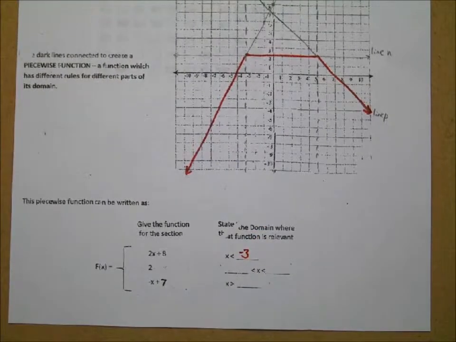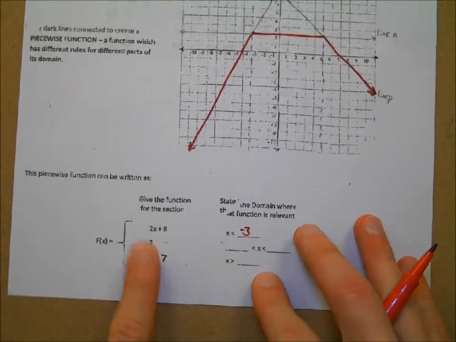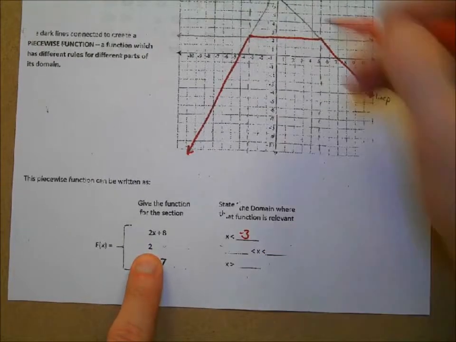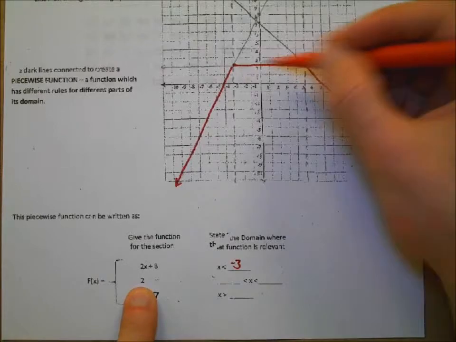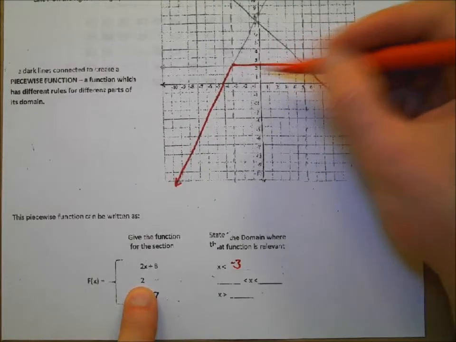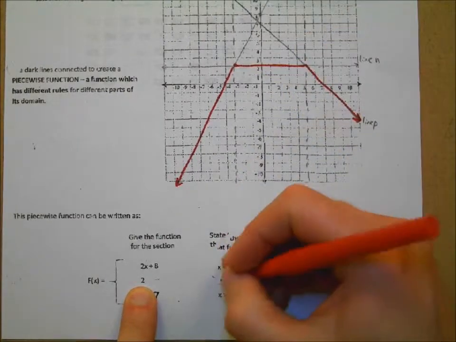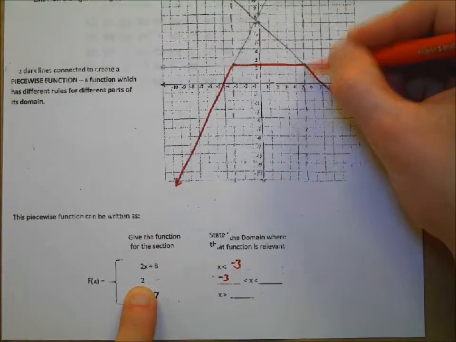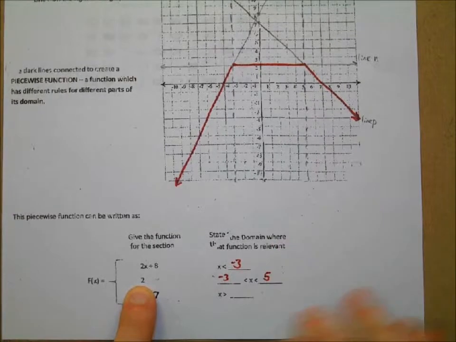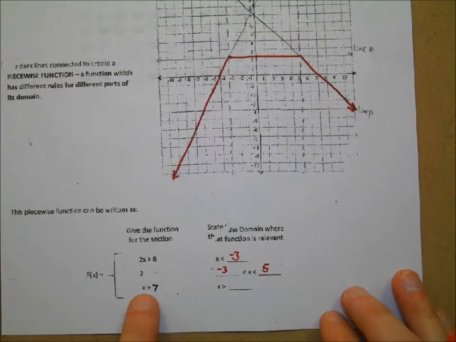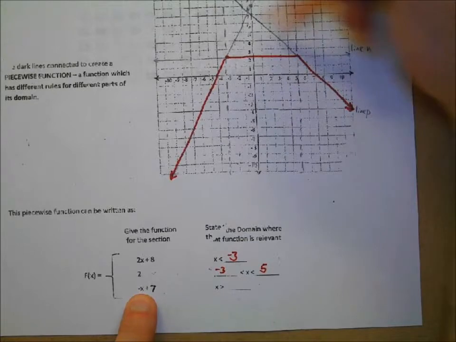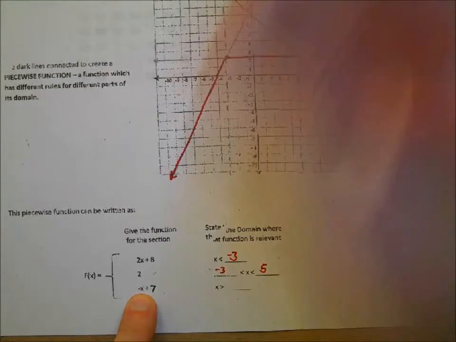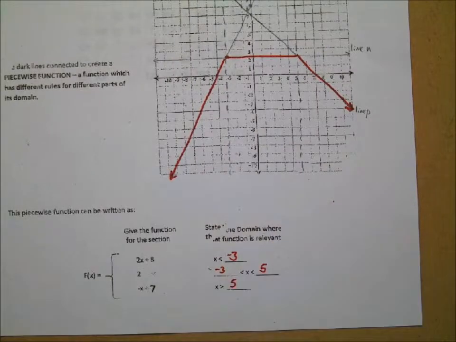Okay? And then for the 2, which was line n, remember n was line y equals 2 right here. There's line n. What x value did line n start? At negative 3. And what x value did line n stop? At 5, right? So between negative 3 and 5, that was the graph. And then finally, the negative x plus 7, that was line P right here, right? At what x value did line P start? At 5, right? So it's for x values that are greater than 5. There was line P. Okay.